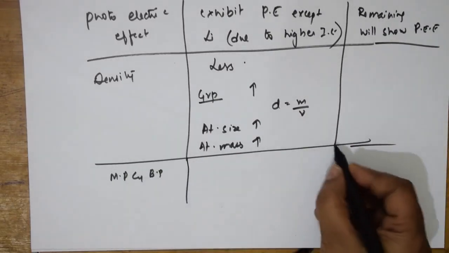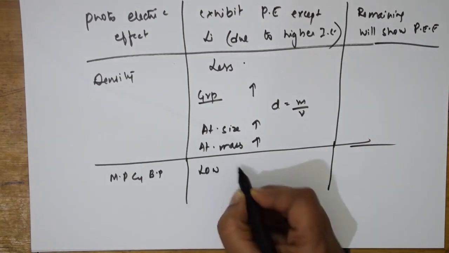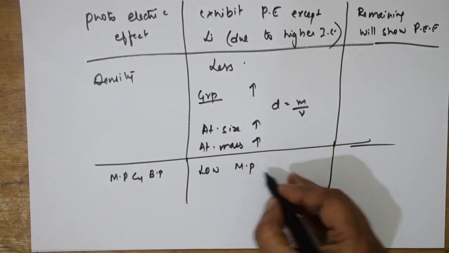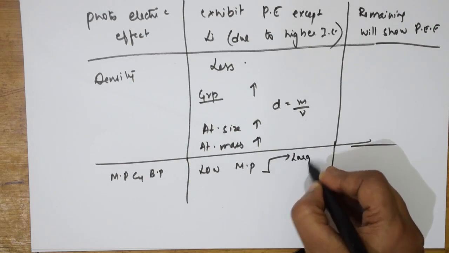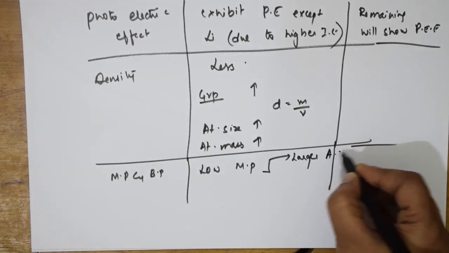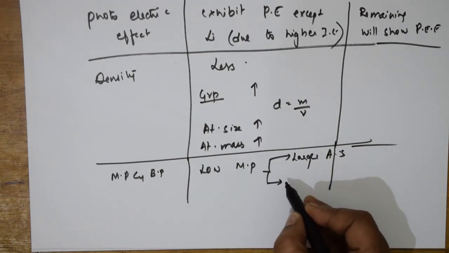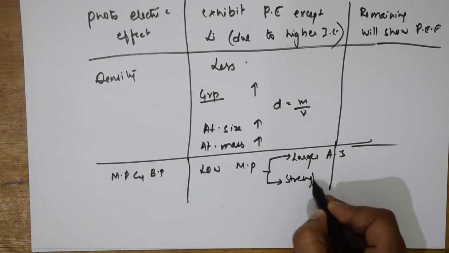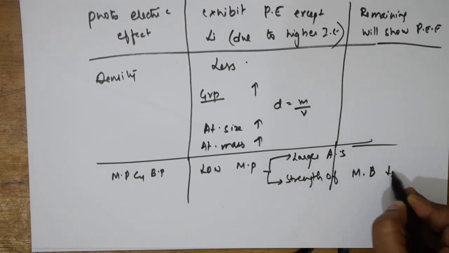Now, in terms of melting point and boiling point, remember that alkali metals have a low melting point. Why is the melting point very low? When I go from top to bottom, what will happen to the size? The atomic size becomes larger. Now when the size is larger, what will happen to the strength of the metallic bond? The strength of the metallic bond decreases.